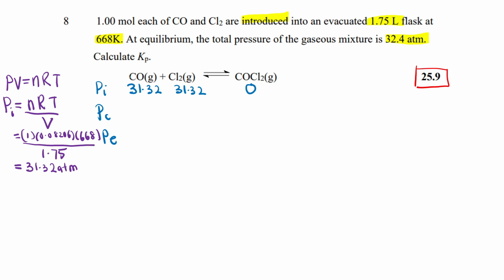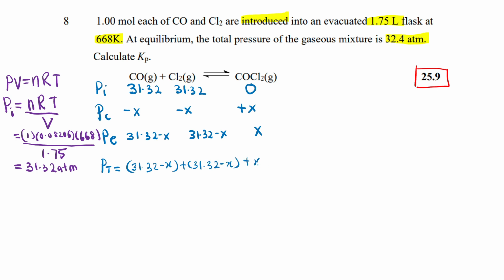So the change: looking here, all the coefficients are 1, so we have minus x, minus x, plus x. So at equilibrium it is 31.32 minus x, 31.32 minus x, x. Now for P total, the question gives the total pressure of the gas mixture as 32.4 atm. So P total at equilibrium, we add everything: P CO, P Cl2, P COCl2. So 31.32 minus x plus 31.32 minus x plus x is equal to 32.4.